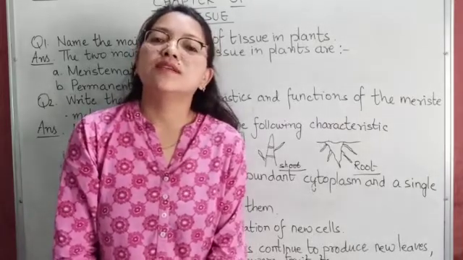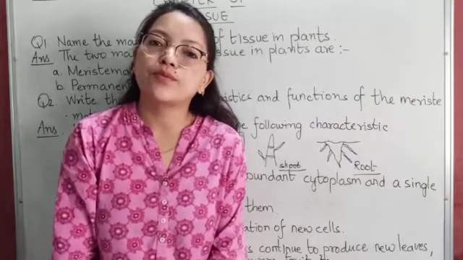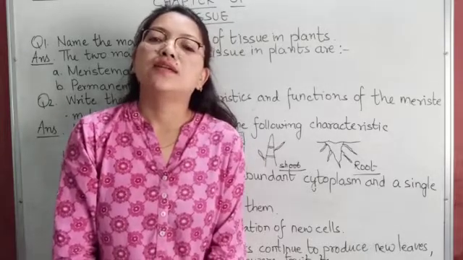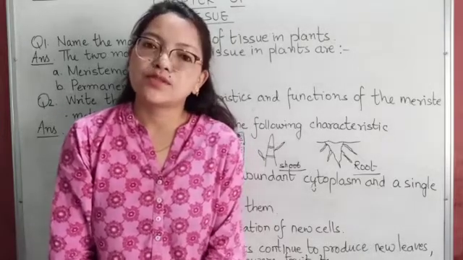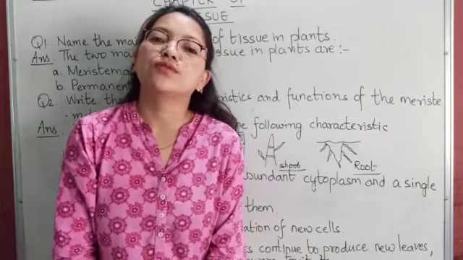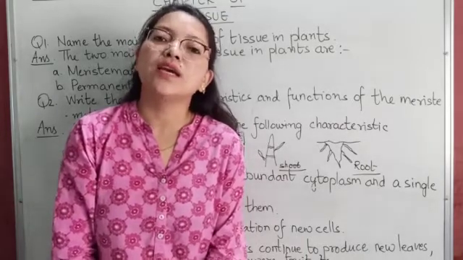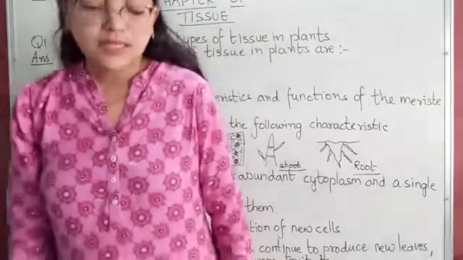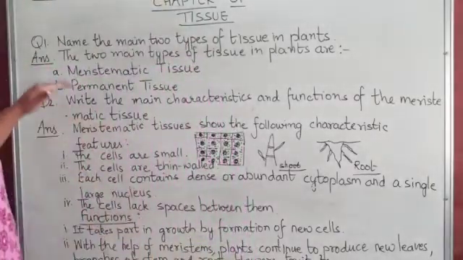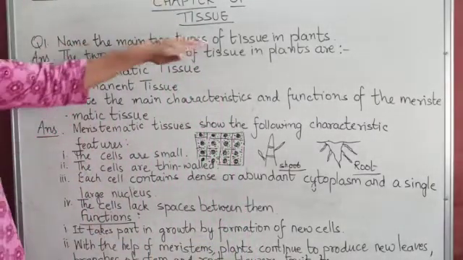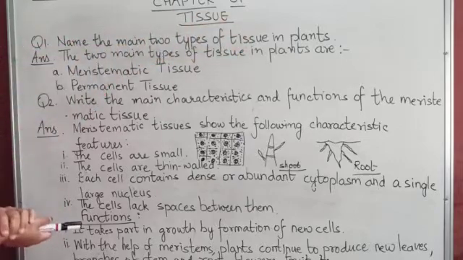Now students, let's continue chapter number 1, tissue. Earlier I told you about animal tissues. Today you're going to learn about the types of plant tissues. Okay, now let's get started. Question number 1 here is, name the main two types of tissue in plants.